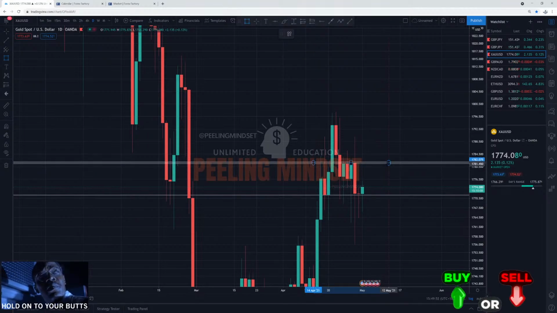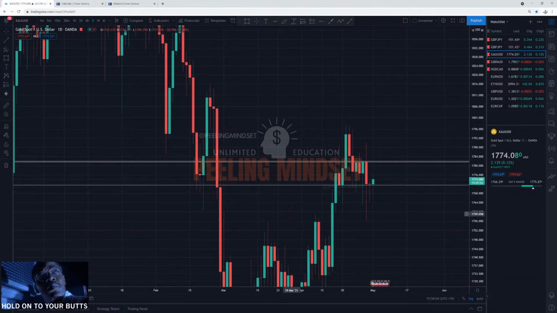This could be a daily resistance. And the range from the support to the resistance is about 92 pips. 92 pips of range, which is good. We're just gonna wait and see.